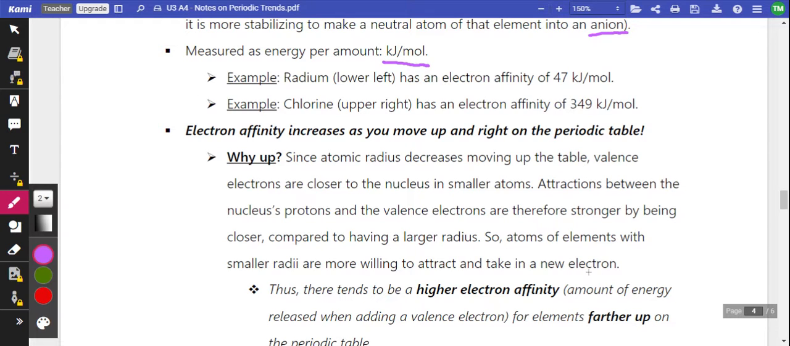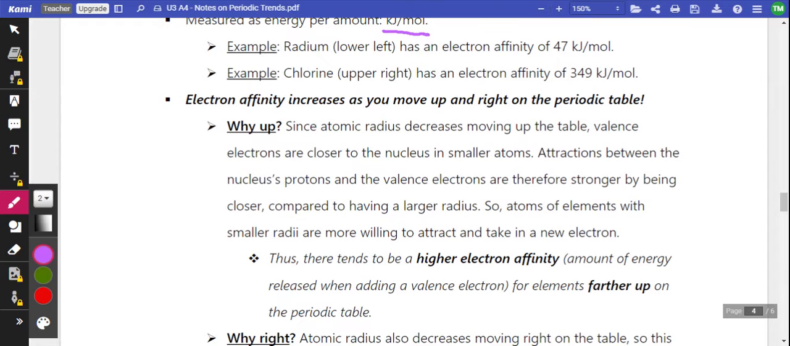So if we have an atom with a stronger attraction, it's going to be more willing to take an electron in, and it shows that by the amount of energy released. It becomes much more stable than a big, bulky atom that cannot have such a strong attraction to those electrons, and would therefore just give a little bit of energy back out as a result. So atoms farther up on the periodic table end up taking in electrons because they have such a strong attraction, and we see that strong attraction from a release of a lot of energy.